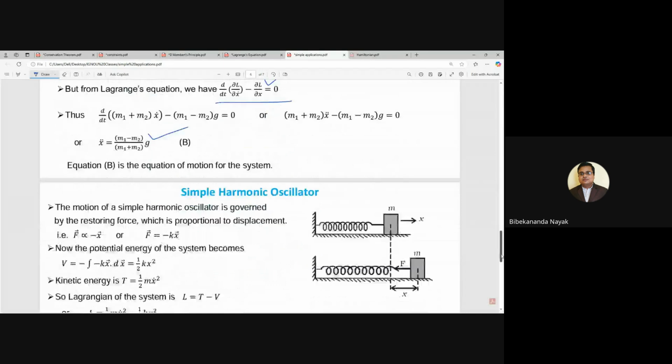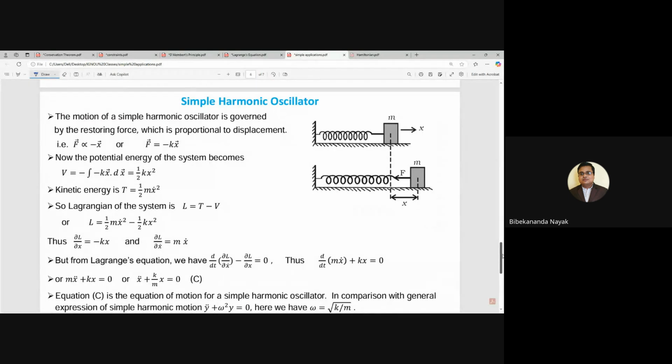Another example is the simple harmonic oscillator, basically a spring mass system. A mass is attached to a spring and it executes a simple harmonic motion when you slightly disturb it. Here the restoring force is proportional to displacement, F is minus kx, where k is the force constant. Potential energy is the work done in bringing the system from infinity to that point, the integral of minus F dot dx, so it will be half kx square.